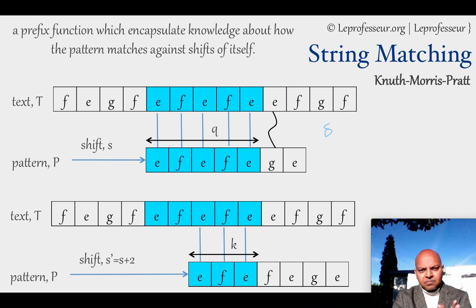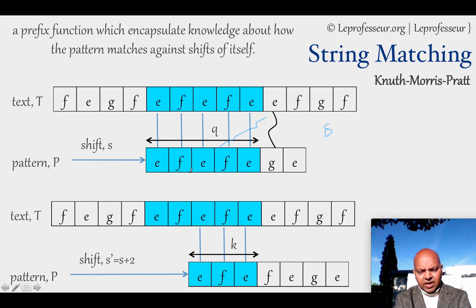Now if you start from S plus 1, then you match the E with the F. It doesn't match, so you just exit, then you move on to the next location. Then you say E and E at the location S plus 2 are matching, okay, good. Then F and F is matching, good, and then E and E are matching, good, but the F and E will not match, so this will not match.